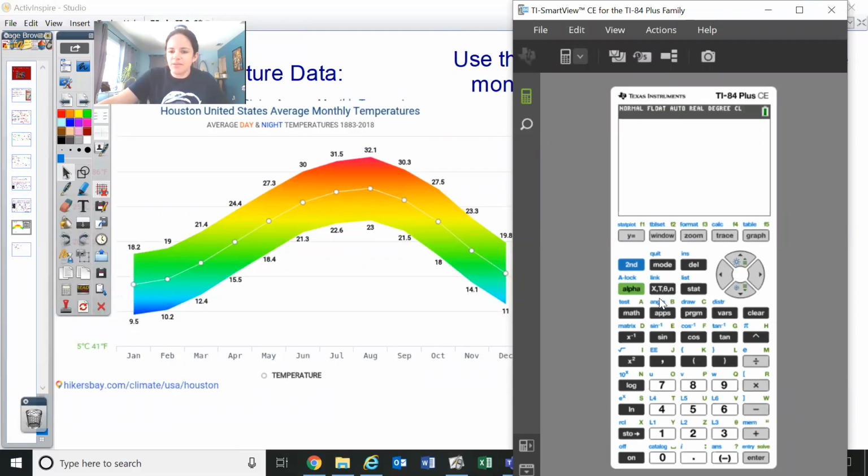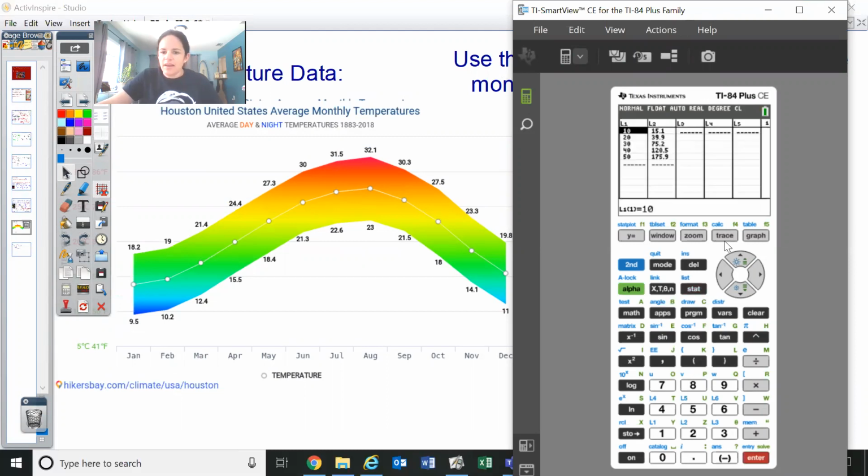So we're going to go ahead and go to the stat button and hit enter for edit. And if you have anything in your list 1 and list 2, you can hit clear, enter, and then go up onto top of list 2 and hit clear, enter to clear out those lists. So in list 1, I want to just put the numbers 1 through 12, which would just represent the months, right? So 1, 2, 3, 4, 5, 9, 10, 11, 12.